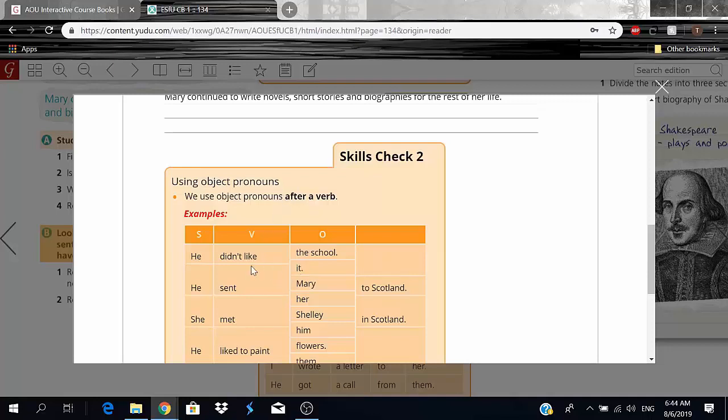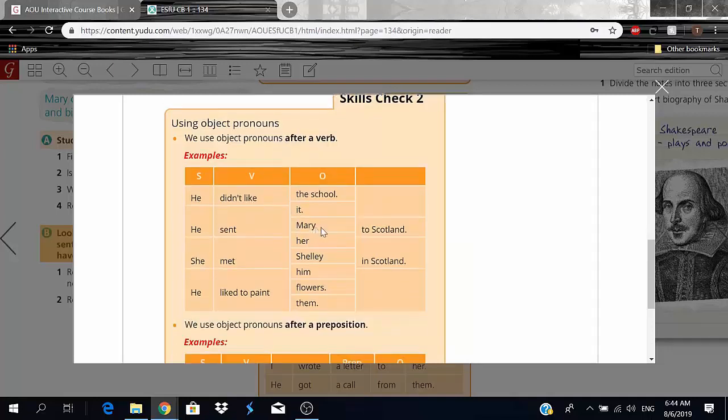So, number 2, he sent Mary to Scotland. Instead of saying that, I can say he sent her to Scotland. Nothing wrong with using the noun. It's just you can use the pronoun as well. She met Shelley in Scotland. She met him, as in Percy Shelley, in Scotland. He liked to paint flowers. He liked to paint them.